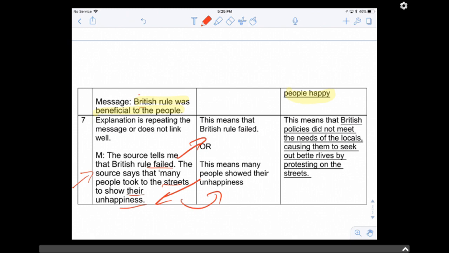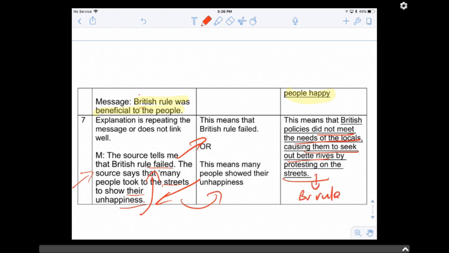You need 2 to 3 lines linking how people on the street showing their unhappiness means that British rule failed. How the fact that they are on the streets actually means that their needs are probably not being met, so they went out to protest, to seek better for their lives by protesting on the street. So as such, this tells me that the British rule has failed.